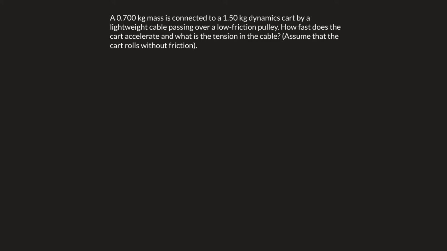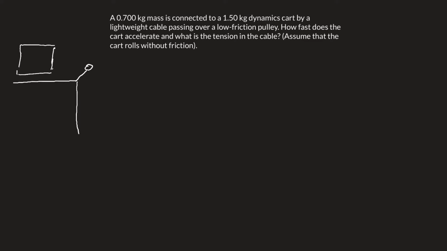In this example, we have objects that are going to be connected via a pulley at a right angle. So it's really important that we get the free body diagram right so that we can make assumptions about some of the information that we have. So if we draw a quick sketch first, we're going to have our pulley here, and we have our cart. Might look something like this.